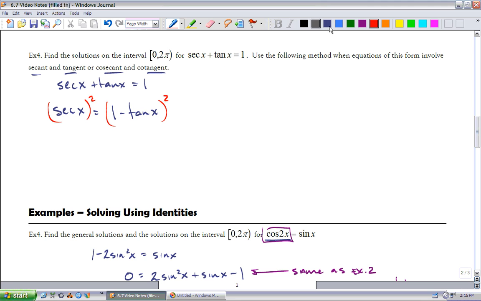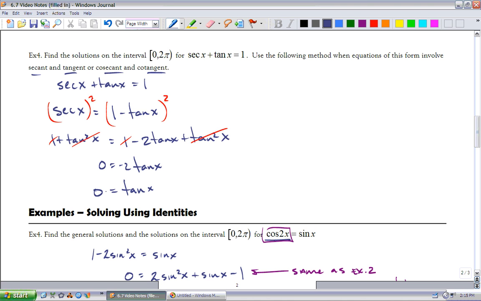Okay? And secant squared is, by the Pythagorean identity, 1 plus tangent squared. If I square this binomial properly, that's what I get. Now, I change the secant squared to 1 plus tangent squared, because I'm trying to just get all my trig functions the same. What's nice here is if I start subtracting, if I subtract the tangent squared from both sides, they cancel out. Subtract the 1 from both sides, they cancel out. It's going to leave me with 0 equals negative 2 tangent x. Or, if I divide by negative 2, tangent x equals 0.